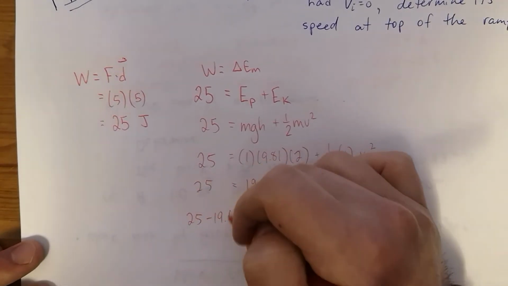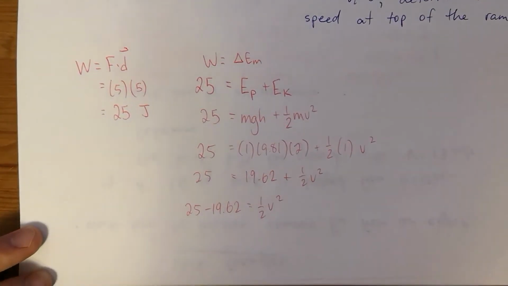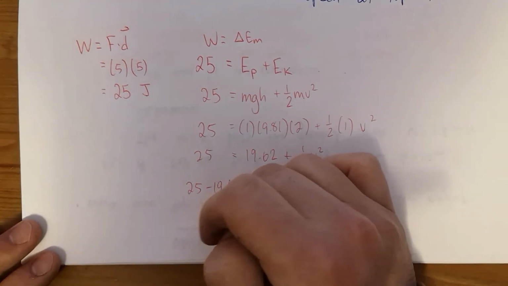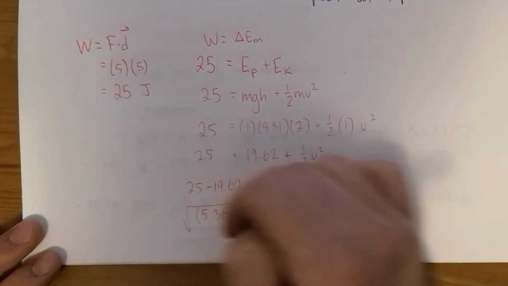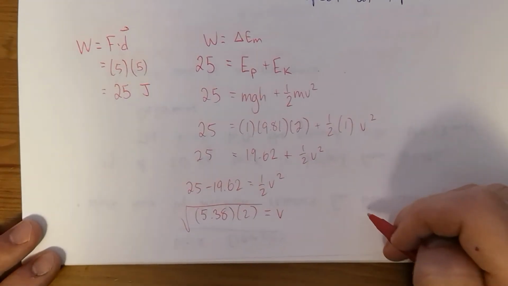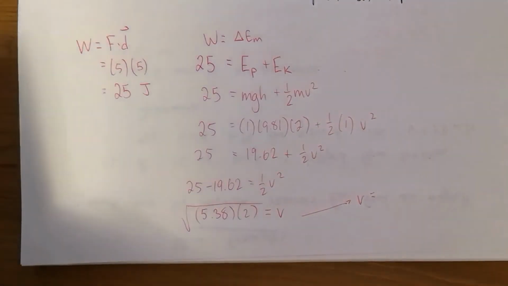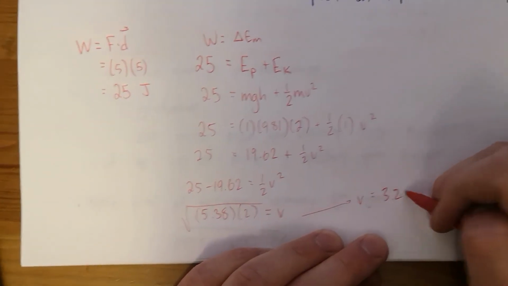So let's work our way through this. Okay, so I'm just quietly doing all my algebra here. So I'm going to get 5.38 times 2 square root will be my v. Let's find out what we get. I get 3.28 meters per second.